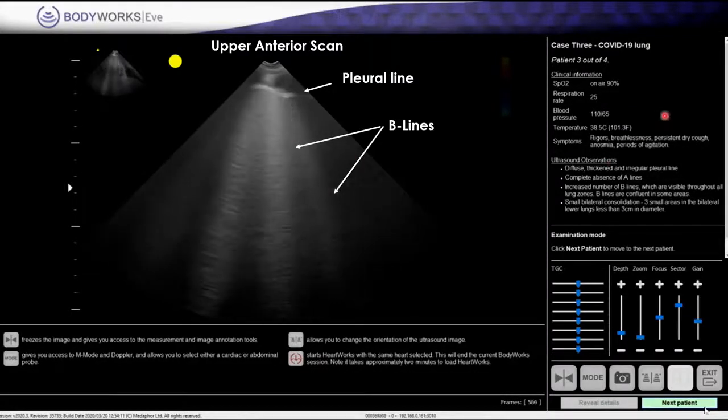Again, this is a patient that's a little bit further along, and you're really starting to get suspicious for some type of COVID-19 presentation.